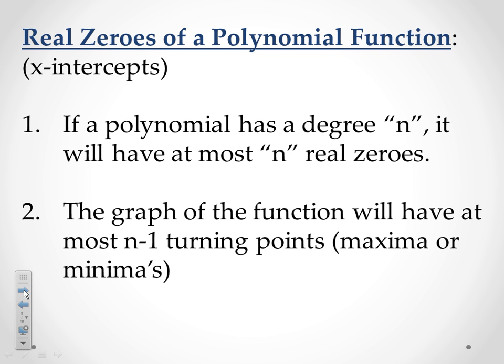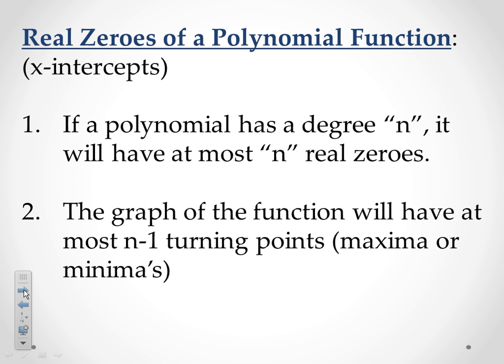Real zeros of a polynomial function. Okay, so this is something else that we're going to be looking to find. Real zeros, remember, those zeros are found as the x-intercepts. So piece number one says if a polynomial has a degree n, it's going to have at most n real zeros.